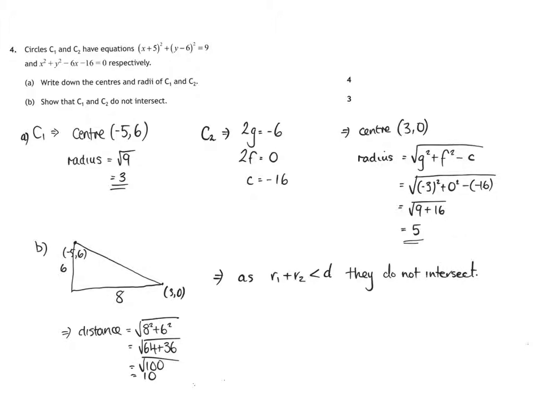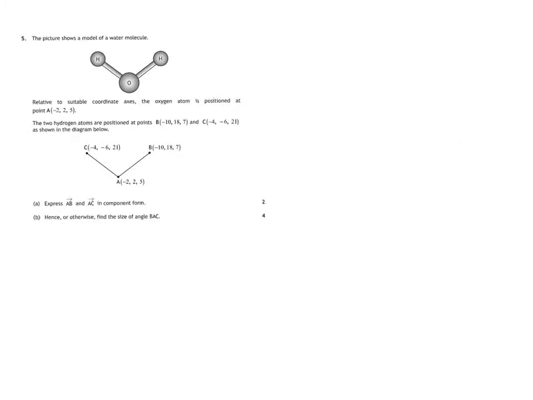Right, okay, so on to question 5. Okay, so we have a vectors question. We've got a picture shows a model of the water molecule. Relative to suitable coordinate axes, the oxygen atom is positioned at the point A, minus 2, 2, 5, and then we've got the two hydrogen atoms at B and C, and we've been asked to express AB and AC in component form.